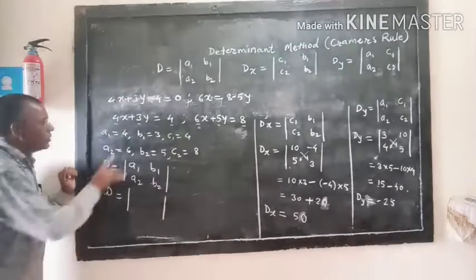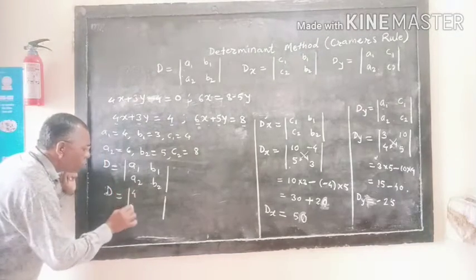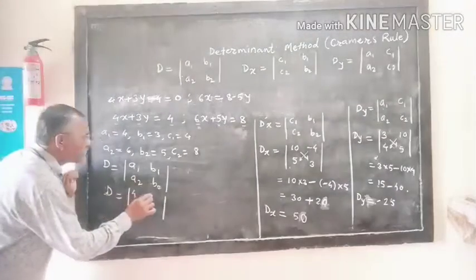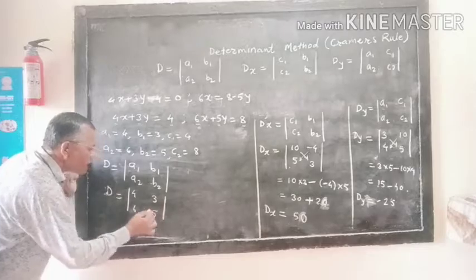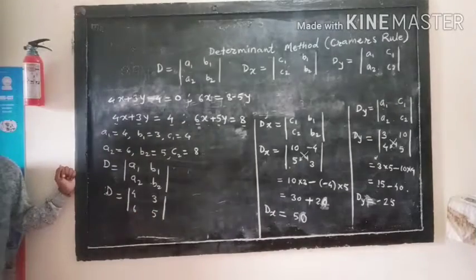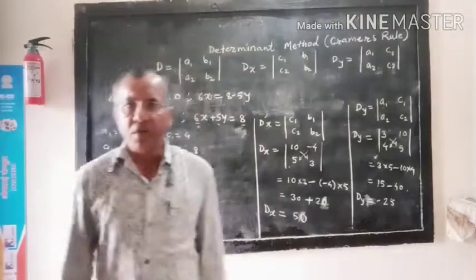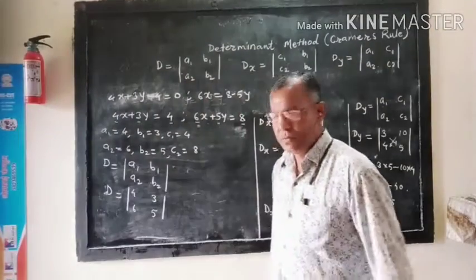A1, A2, that is 4, 6 here. B1, B2, 3 and 5 here. We have to find the value of this. How to find? You have a practice now.